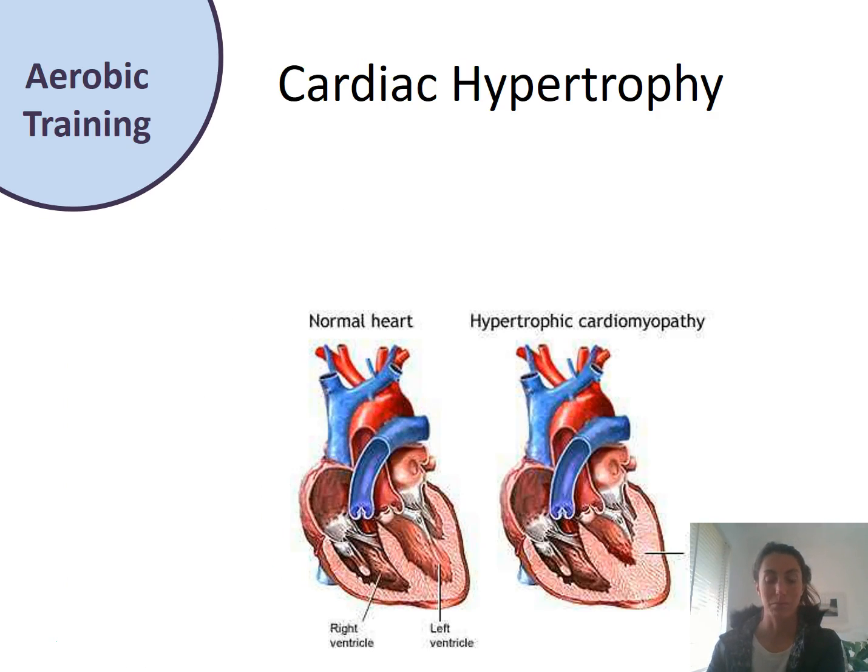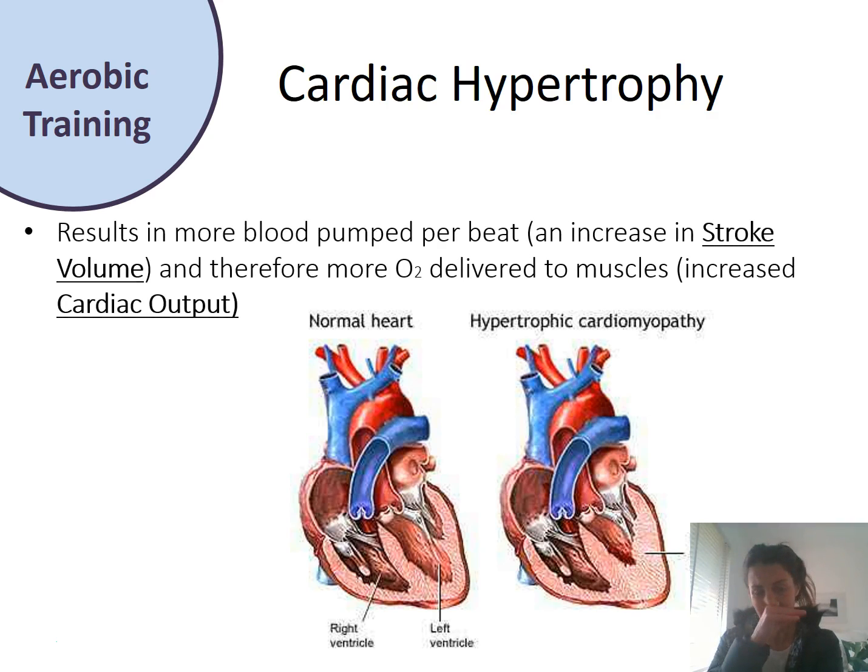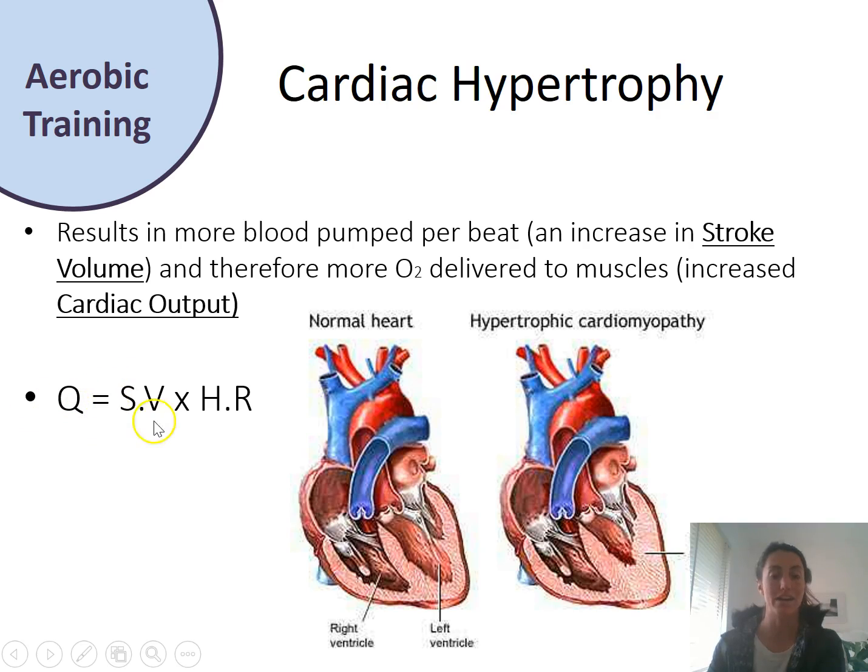And so just showing you that picture there again. And like I said, this is going to result in more blood pumped per beat, so we get an increase in stroke volume, and therefore more oxygen is going to be delivered to the working muscles in a minute. We can calculate that by our increase in cardiac output. And cardiac output, remember, is calculated by our stroke volume, the blood pumped per beat, times our heart rate, which is the number of beats per minute, to get the total amount of blood pumped from the heart per minute.